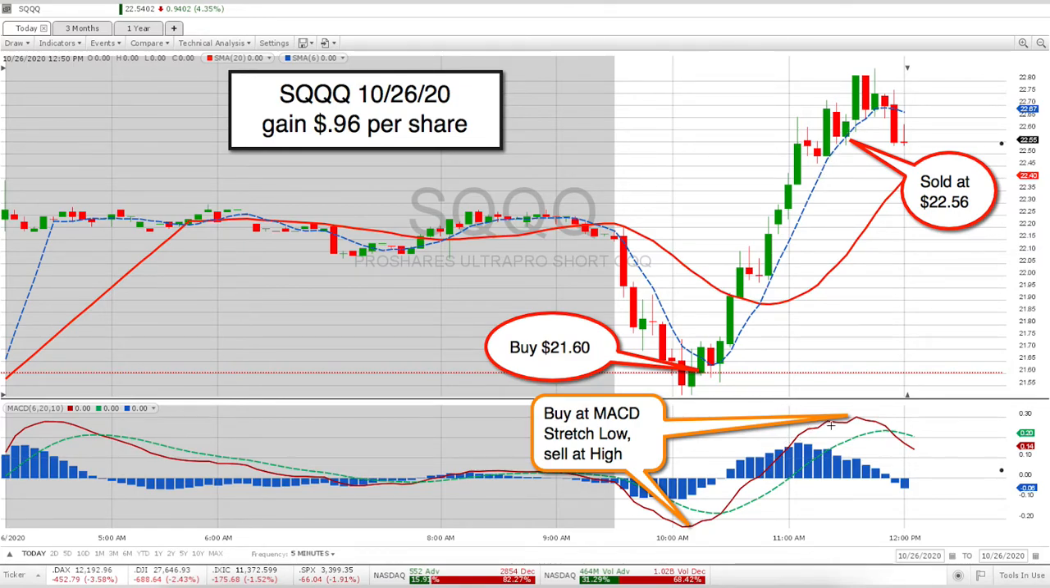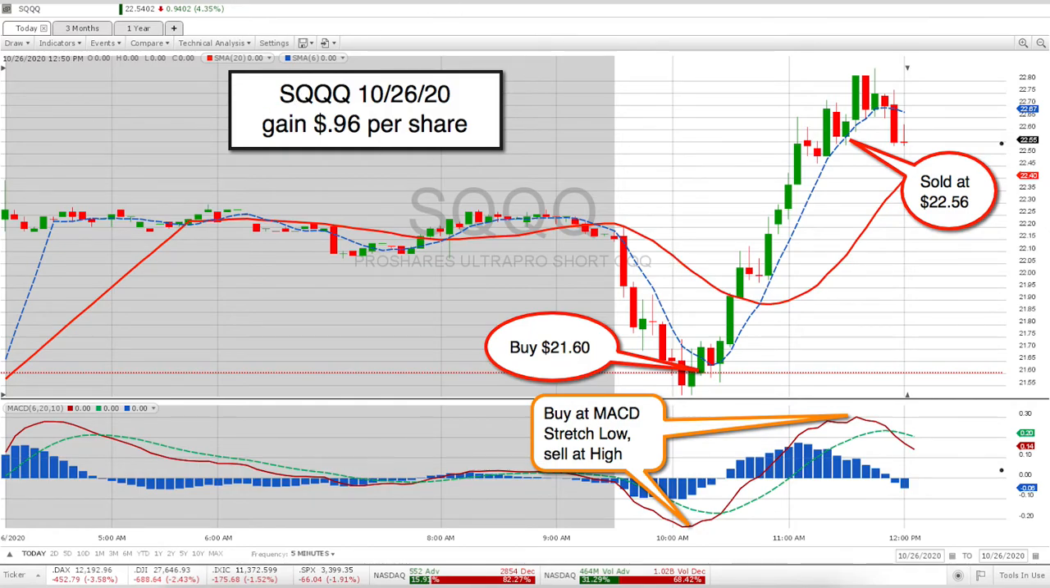And apparently the MACD stretch wasn't all the way up. So there we go. Now, we did stop out, and guess what? It went higher. But I ignored that because this is a morning scalp. I'm not looking to buy and hold the SQQQ for a long period of time. I'm just looking to trade it, to scalp, to make some money.